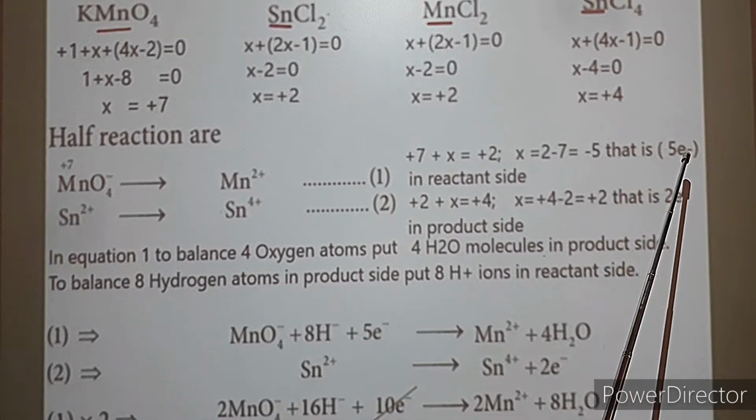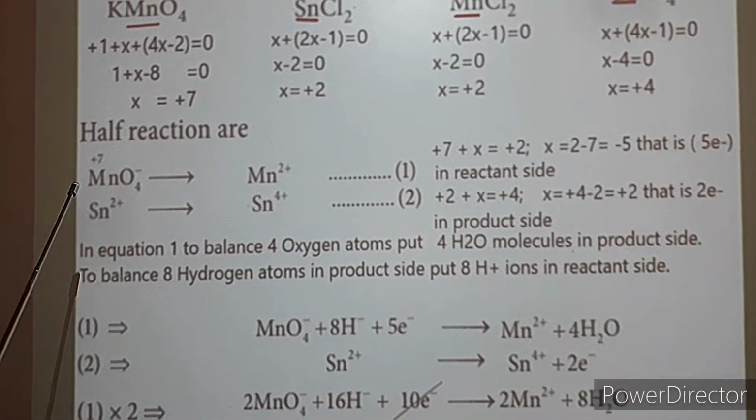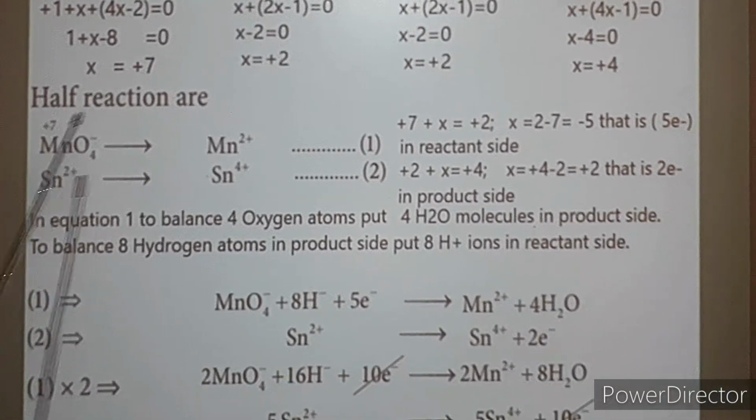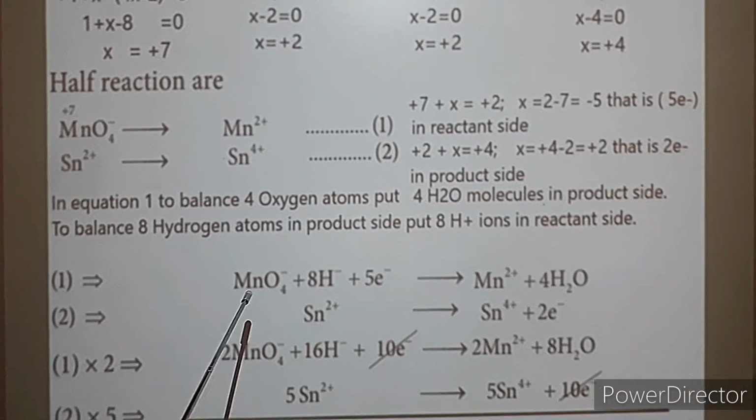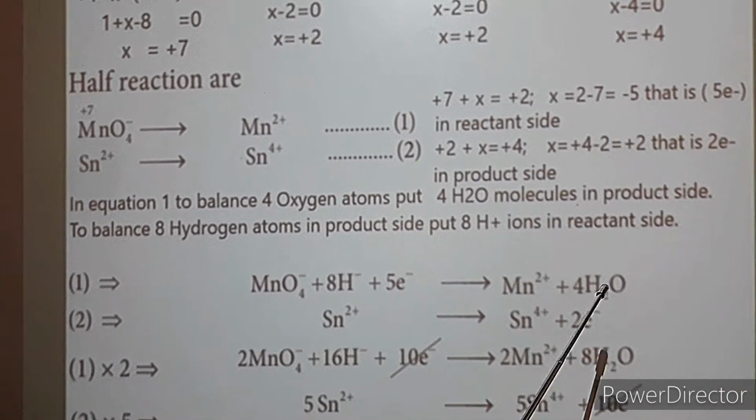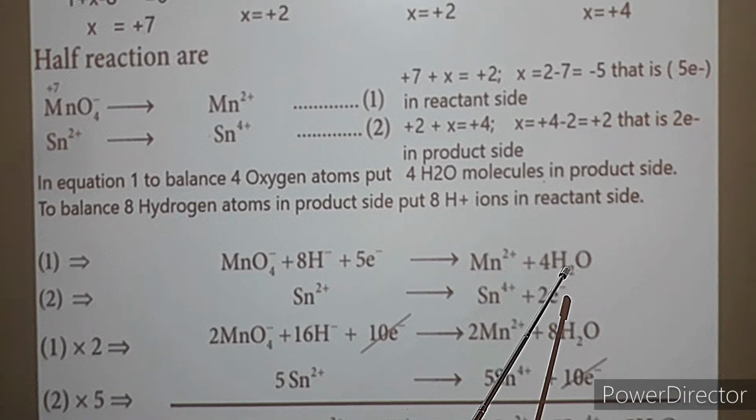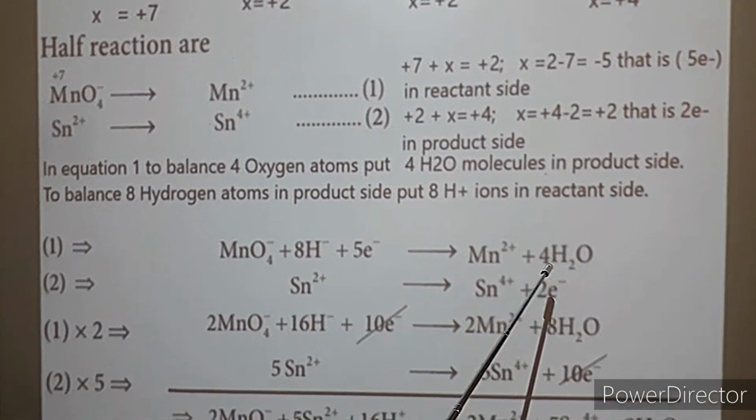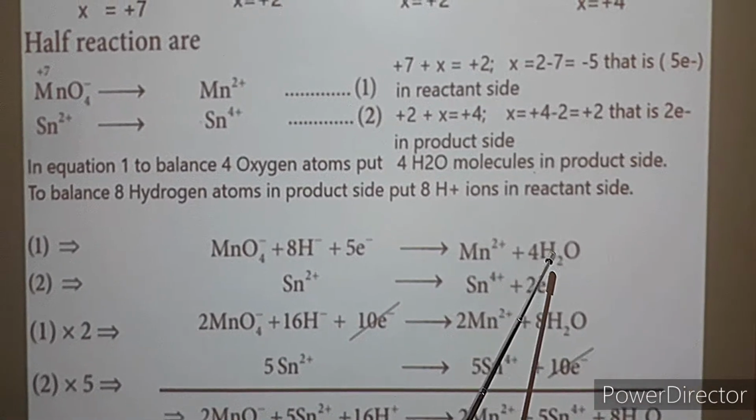That is 5 electrons gained on the reactant side, so I put 5 electrons here in the first equation. Here, how many oxygens are present? 4 oxygen. So for that purpose we are going to introduce 4 moles of water. If you introduce the water molecule, it never bothers the equation. So that is why we are introducing 4 molecules of water here.